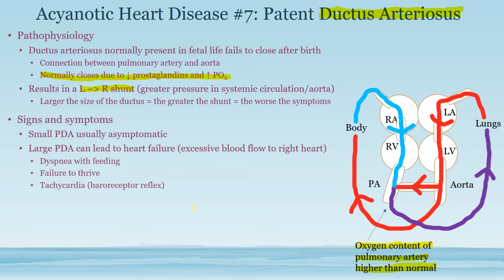You also get dyspnea with feeding, failure to thrive, and tachycardia. All of these are secondary to excessive blood flow into the lungs and more blood coming back to the left atrium and left ventricle and overloading these with blood.